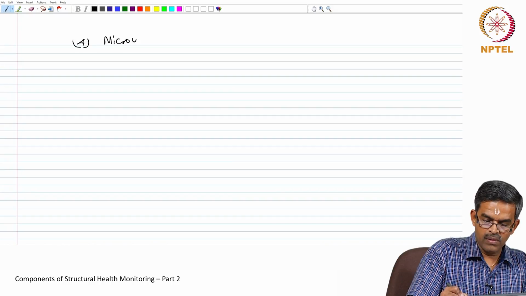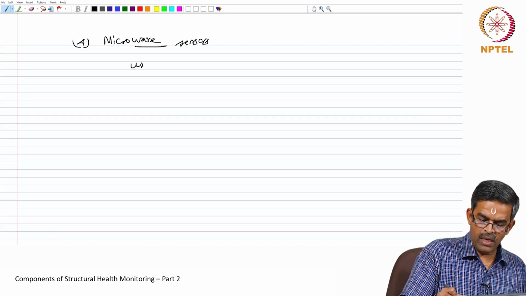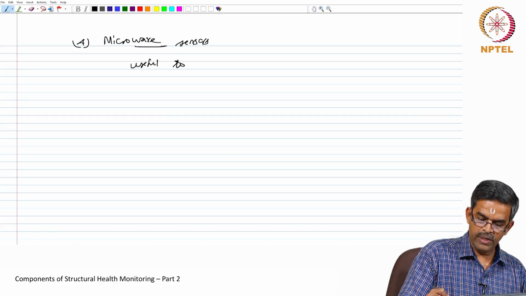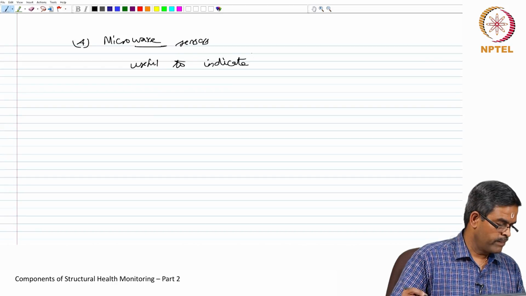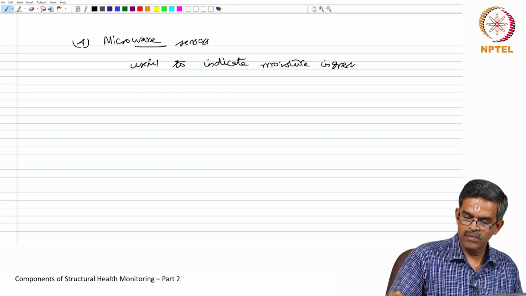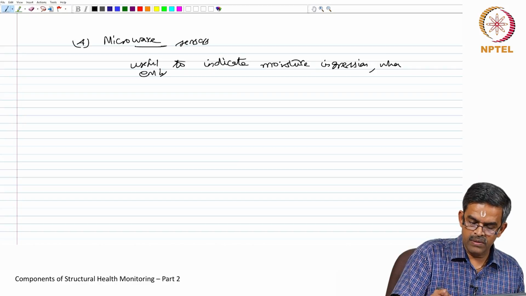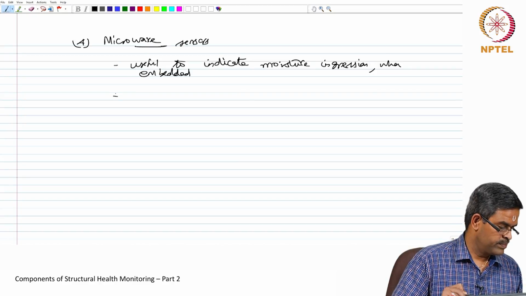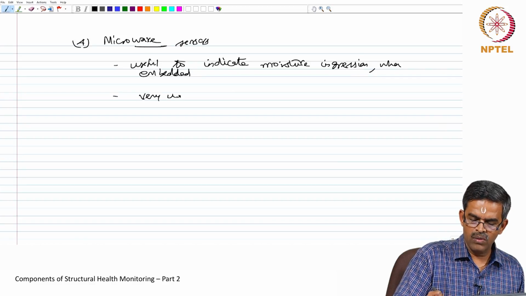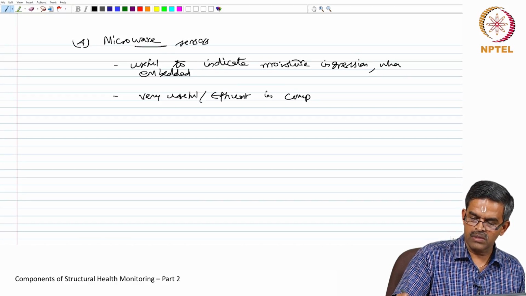One can also use microwave sensors, they are actually useful to indicate moisture ingression when embedded in structures. They are very useful and efficient in composite structures.